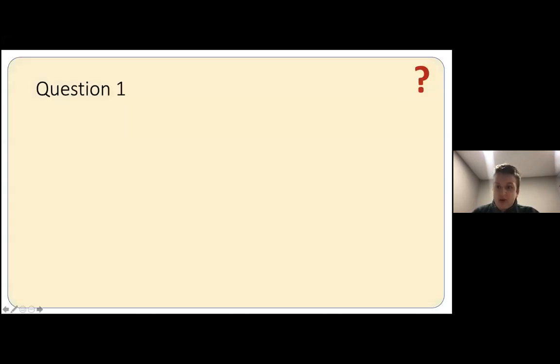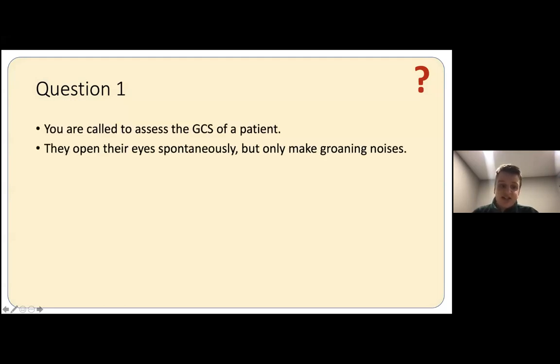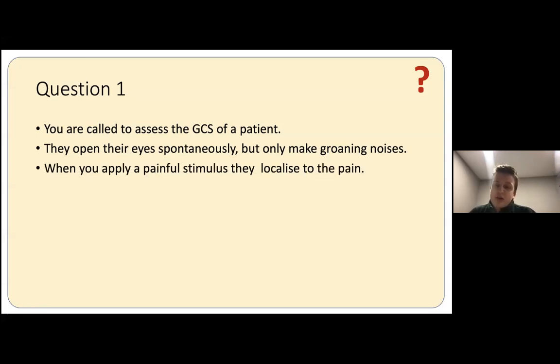Okay, so I've got a question now. So I'm going to give you a patient and I'd like you to work out what you think the Glasgow Coma score is for them. So you're called to assess a GCS. So this is a description of the patient. They're able to open their eyes spontaneously, but they can only make groaning noises. When you apply painful stimulus, they localize to pain. If we could put up the poll for the first question, let's see what some of the results are.